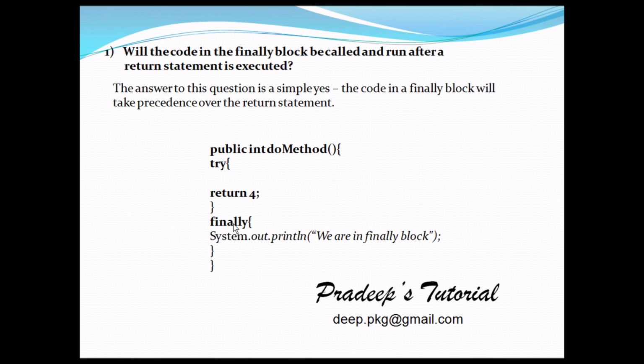Okay, so we'll go to the last one. We'll see this one now. As I told, the answer is very clear. It will print first "we are in finally block" and then it will return 4. So this is clear, I guess. I'm not going to run it in Eclipse. In my latest session, I'll definitely go to Eclipse if required and see the output as well. So for now, I'll show you the question I asked.